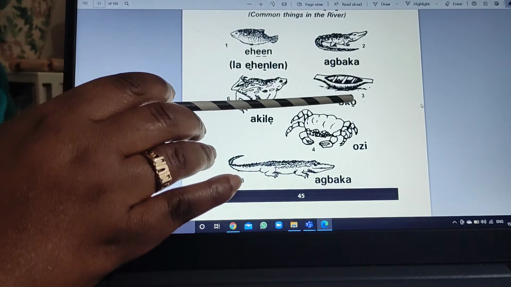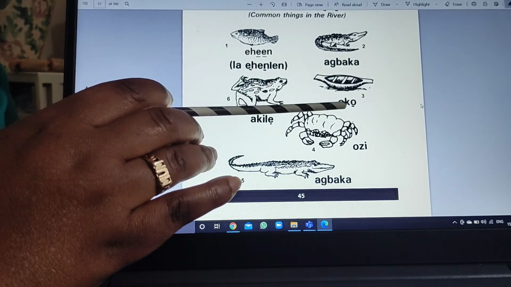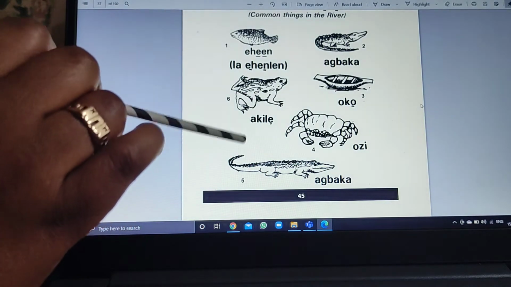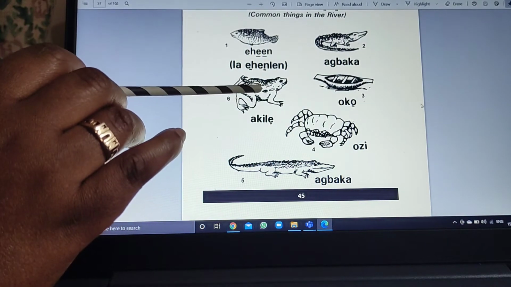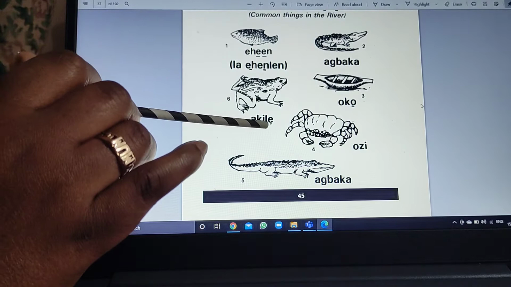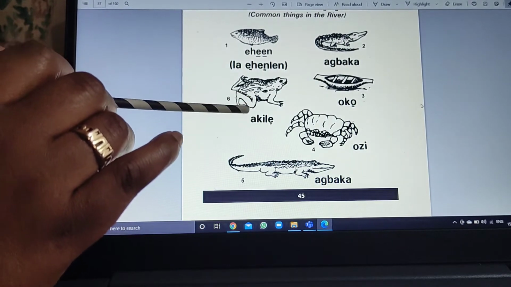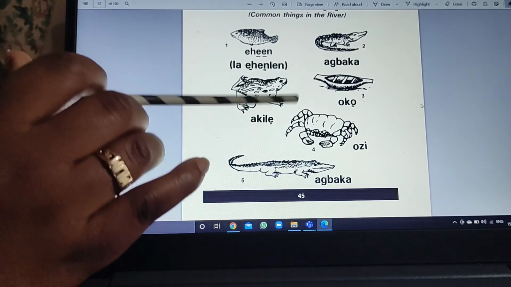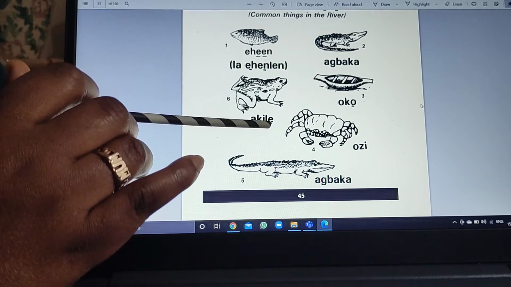Oko, which is a canoe, is called oko in Esan. While akile is called frog. Frog is called akile in Esan. I think the frog, the toad, and that same family are all called akile.